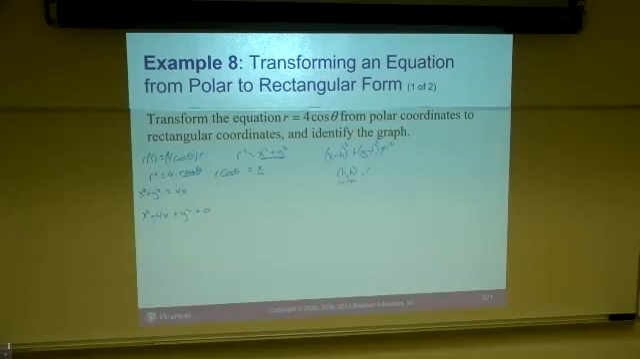Do I have a purple? I need to have a purple. There's a purple. Where's my purple? There it is.